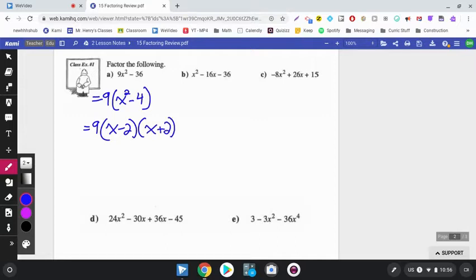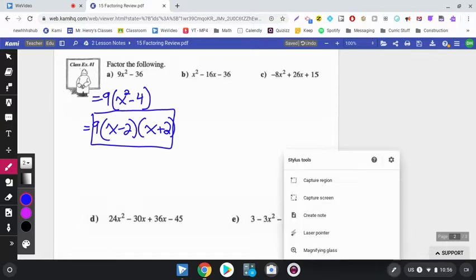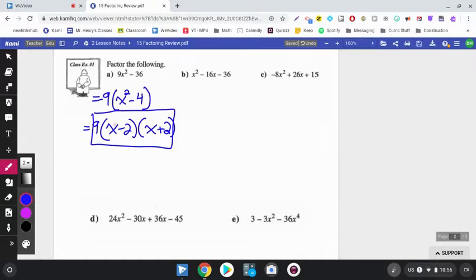And there is my fully factored answer. 9, x minus 2, x plus 2. So you have 3 factors. Here's a factor, here's a factor, here's a factor. Okay, this all multiplies out, and you actually get 9x squared minus 36.